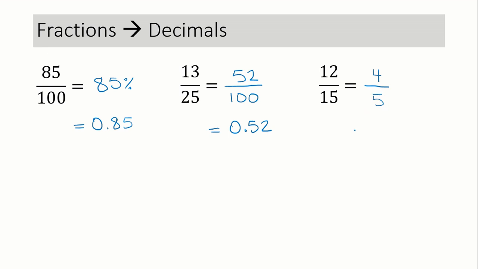Now we have a denominator that is a factor of 100, so we're going to make an equivalent fraction here. When we go from 5 to 100, we're multiplying by 20. Multiply 4 by 20 to get 80. 80 over 100 is 80%, so you could use that method. Or, if we're dividing by 100 and we have the number 80, we take that decimal, move it 2 places to the left, and we get 0.8.